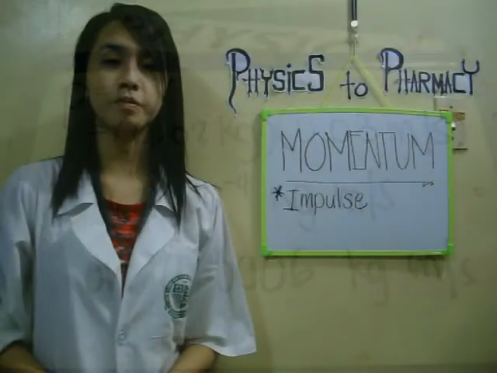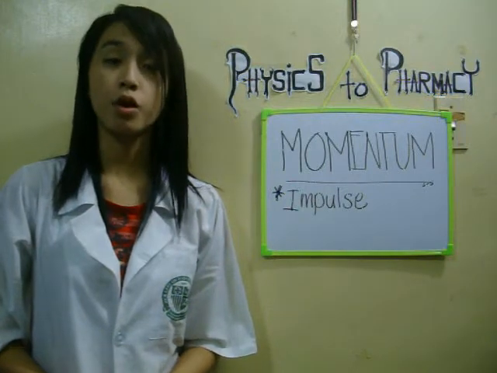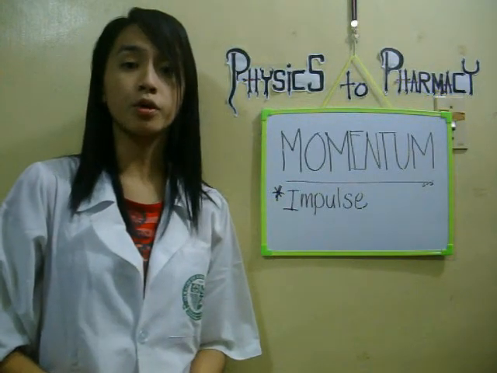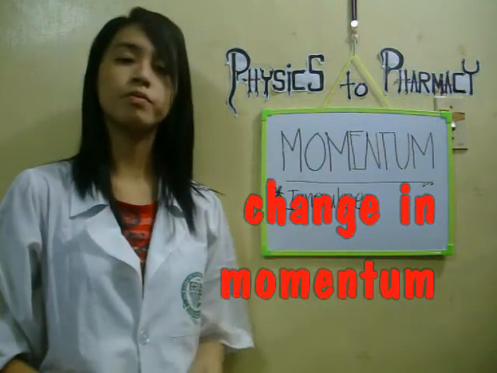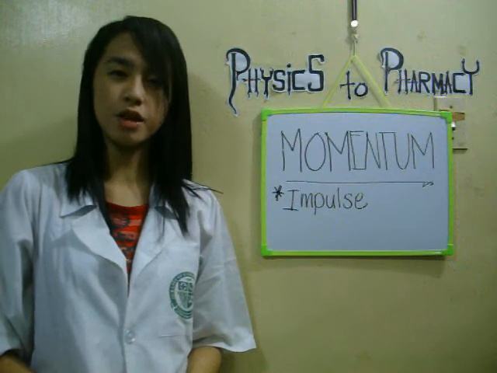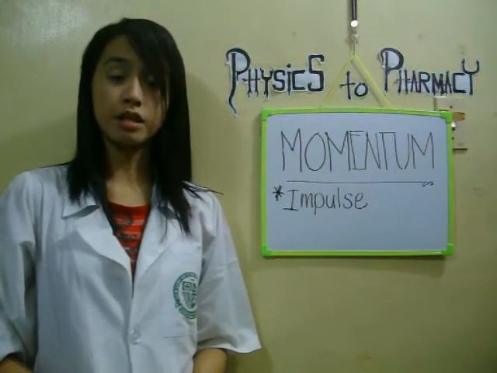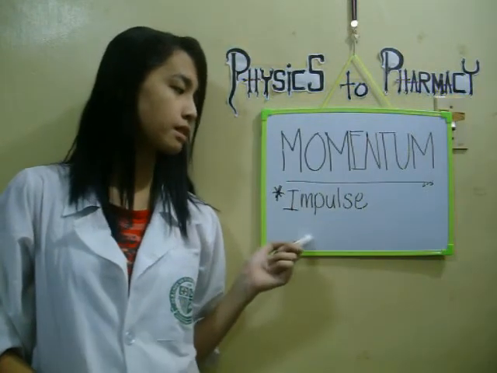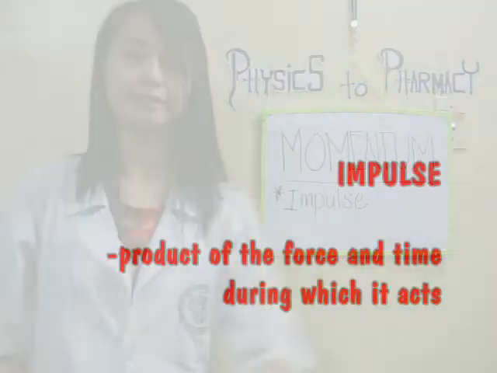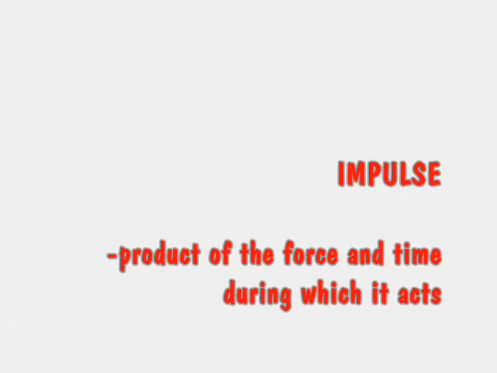The greater the momentum, the harder to stop it from moving. When a force acts on a body, there will be a change in its momentum. Thus, we can say that there is also a change in its velocity. This is what we call the impulse. It is the product of the force and time during which it acts. So, impulse is equal to force multiplied by time, and it is also equal to mass times change in velocity.